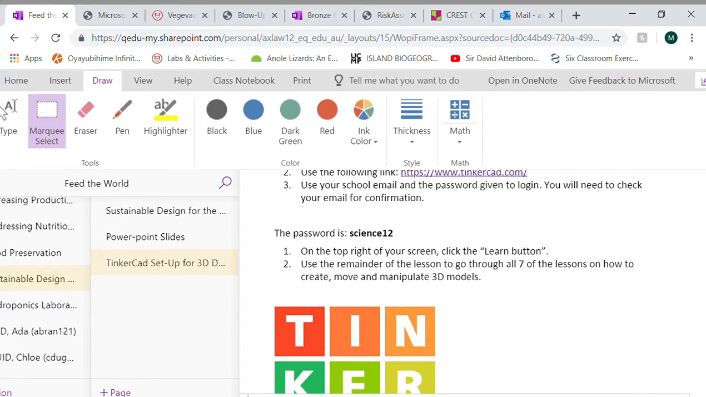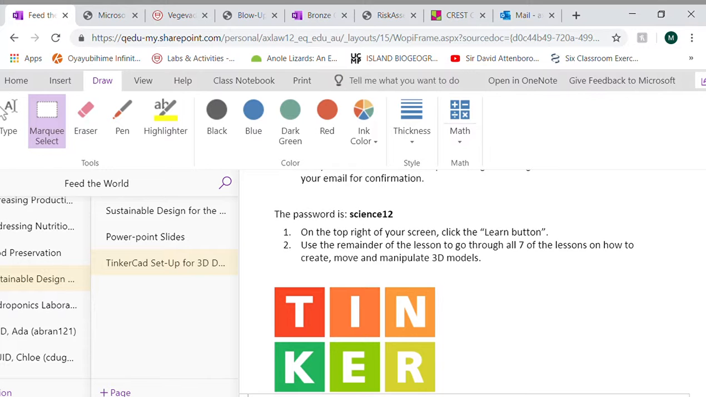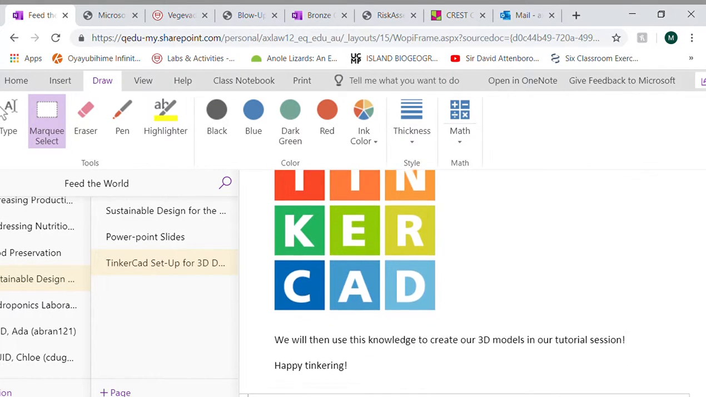So on the top right side of your screen, you'll see the Learn button. You need to click on that. And then there are 7 lessons that you can use to create, move, and manipulate your 3D models.